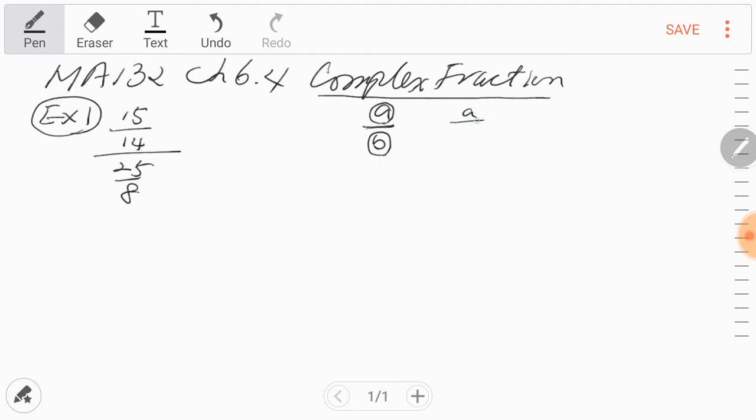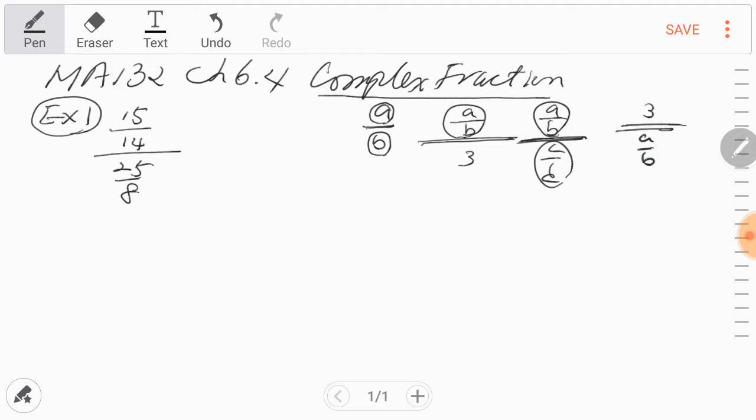So a over b divided by 3 is a complex fraction because the numerator is a fraction. Also a over b divided by c over d, where the numerator and the denominator both have fractions, or the numerator is just a number and the denominator is a fraction. So these are all complex fractions.